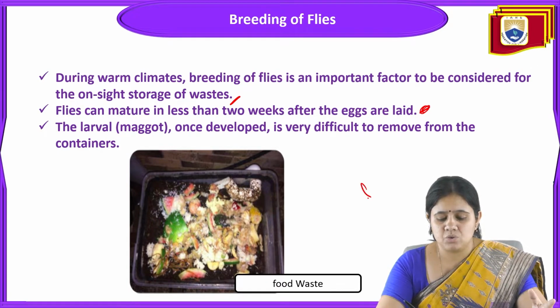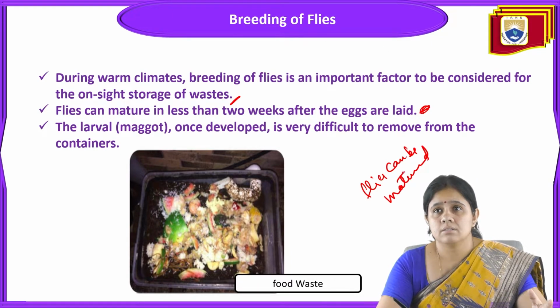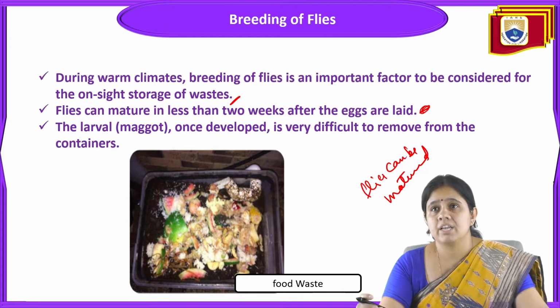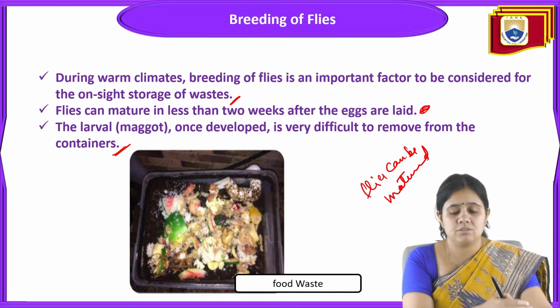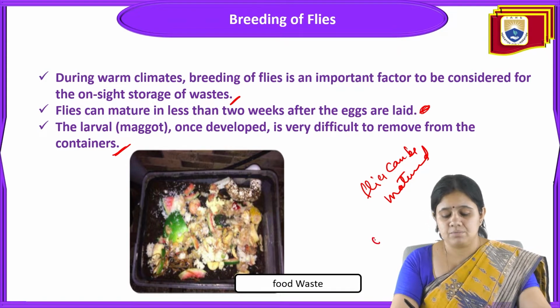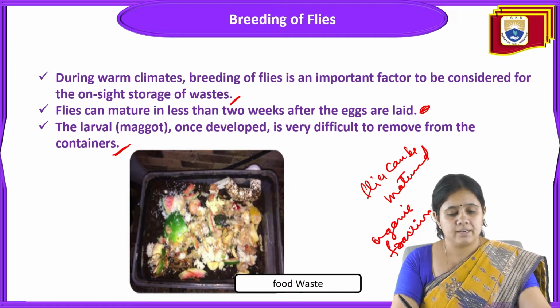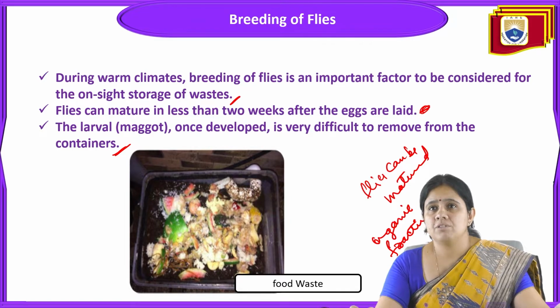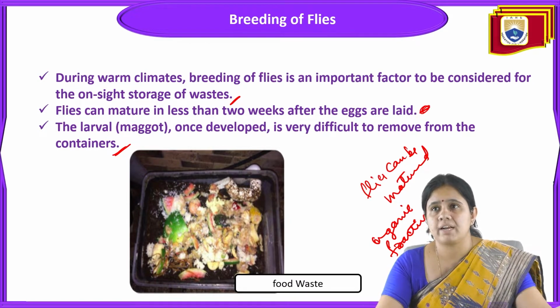These flies can mature after the eggs are laid, and then the larva, the maggot, develops. Once it develops, it is very difficult to remove from the container, and it is all related to the organic fraction of the waste. This organic fraction attracts flies also. During warm climates, breeding of flies starts and is a very important factor considered for the on-site storage of waste. Flies can mature in less than 2 weeks after the eggs are laid, and the larval maggot, once developed, is very tough to remove from the containers.